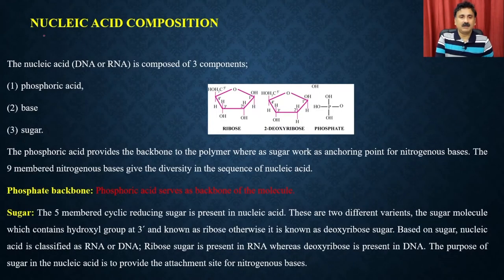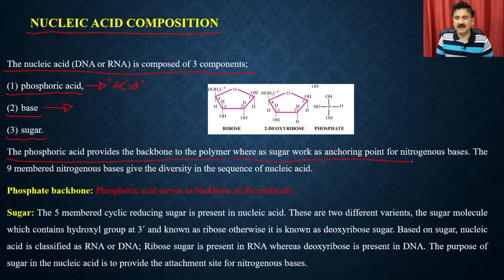So what is the composition of the nucleic acids? Nucleic acid is composed of three components. You have the phosphoric acid, and because of that the nucleic acid has acid-like properties. Then you also require the nitrogenous base, and then you also require the sugar. The phosphoric acid provides the backbone to the polymer, whereas the sugar works as an anchoring point for the nitrogenous base.